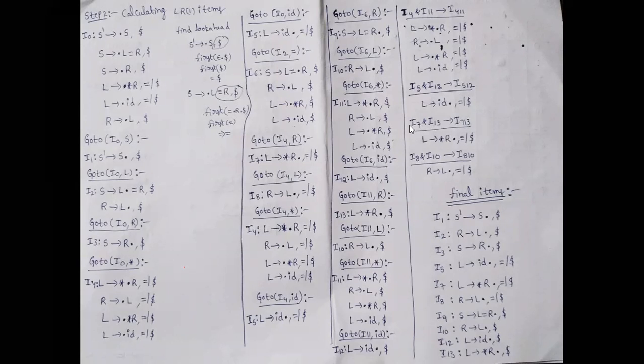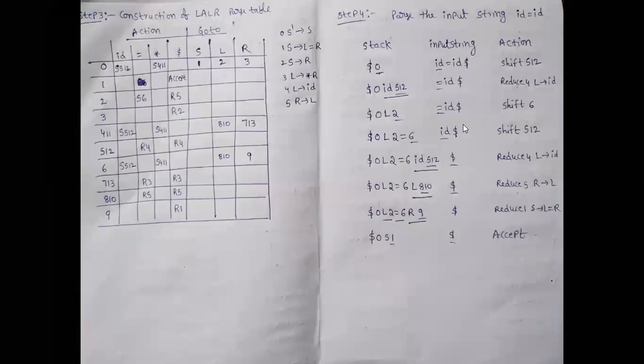So we are performing in capital R. We are writing I713 onto the state capital R. So here, capital R, we are forming I713. In the same way, we are filling all the table. Then how to find the reduce operation?